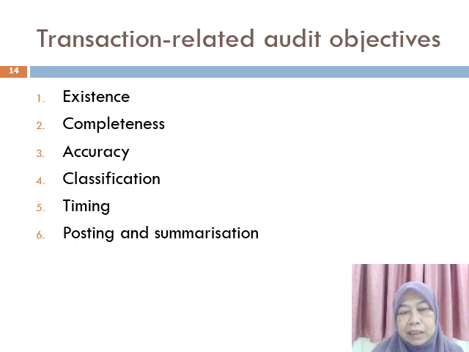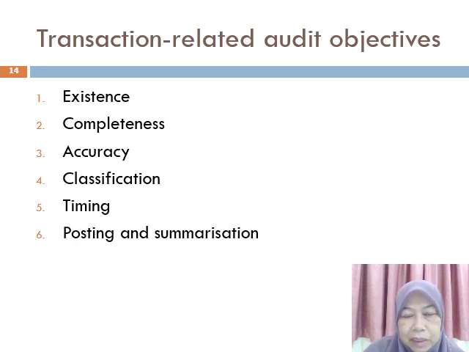Similarly, let's say the auditor is going to audit a management assertion that relates to completeness of the transaction, the auditor is going to develop the completeness transaction-related audit objective. Accuracy is similar to completeness and existence. So this is where the auditor will set the objective to determine whether the transactions that the company has undertaken are accurately stated in the books of accounts.